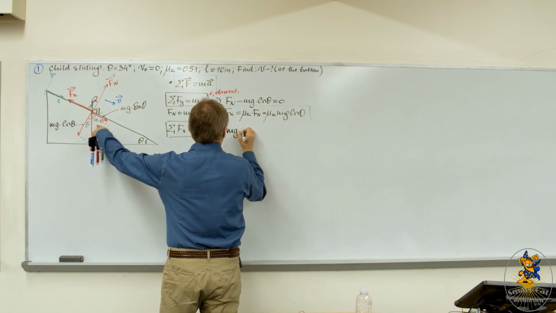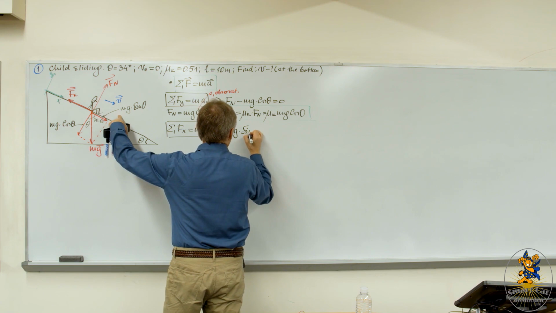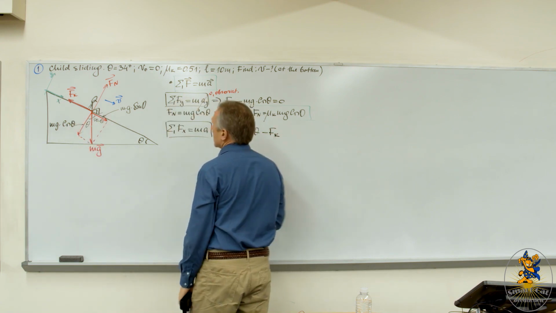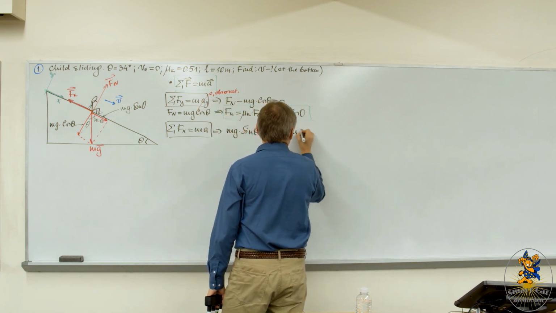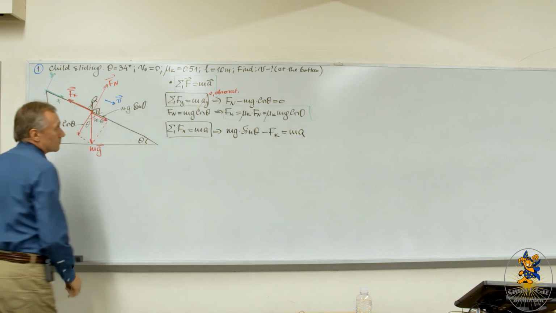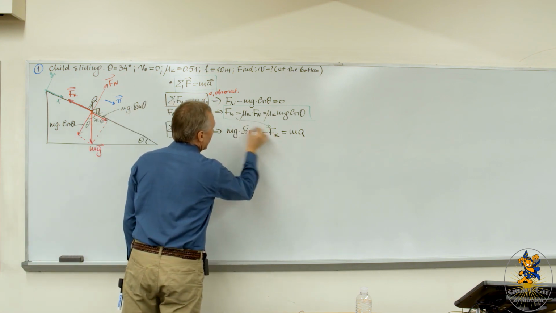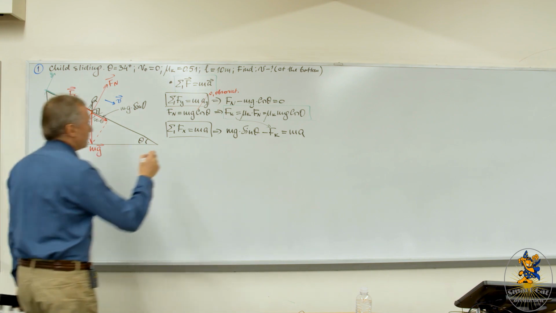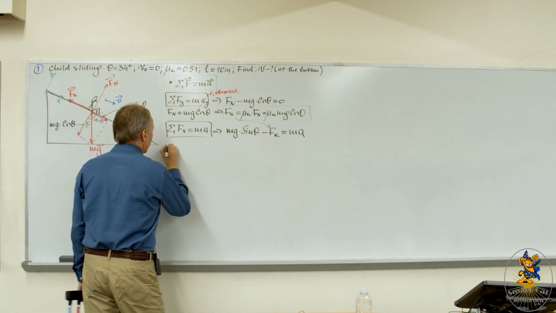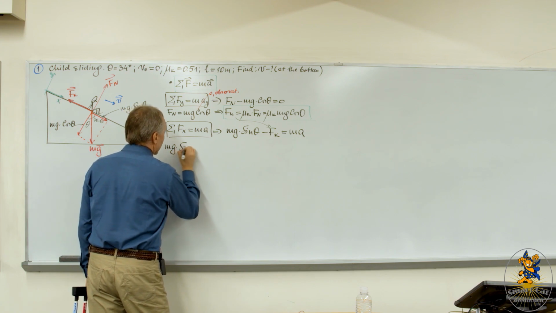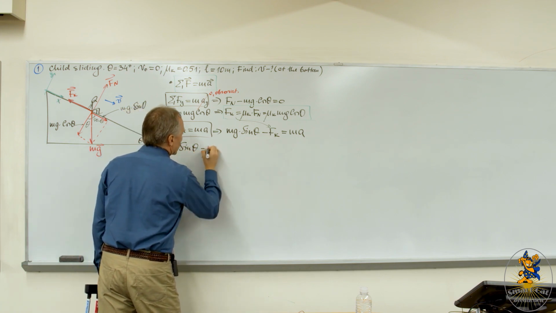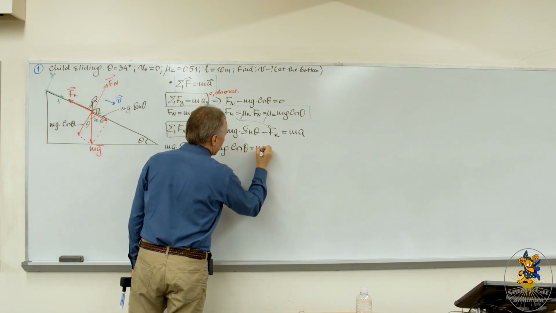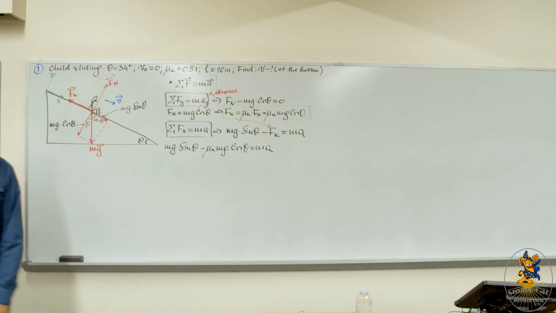mg sine theta minus kinetic friction equals to mass times acceleration. Right. Okay, so now this kinetic friction can be plugged in, and we will get almost the final expression for the acceleration. So it will be mg sine theta minus mu k mg cosine theta equals mass times acceleration. Right.